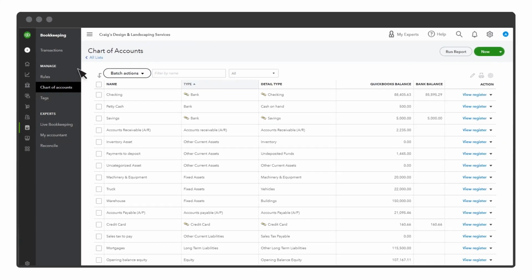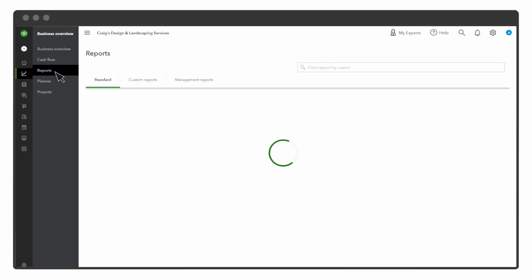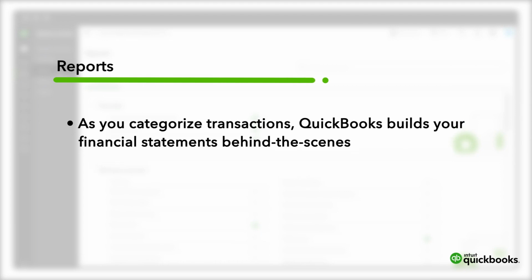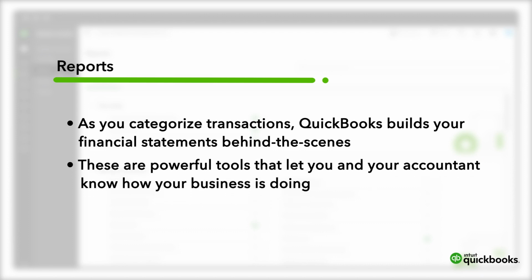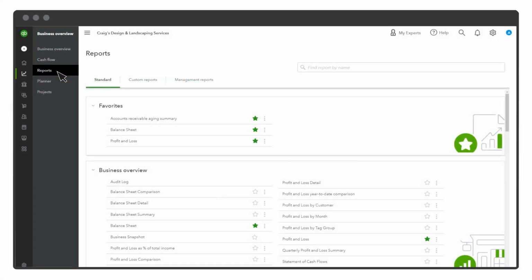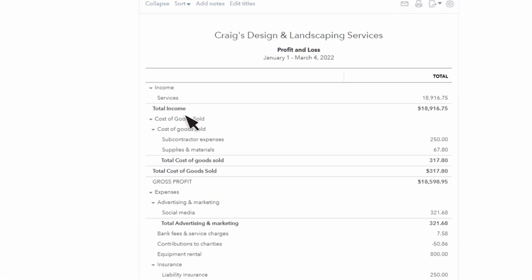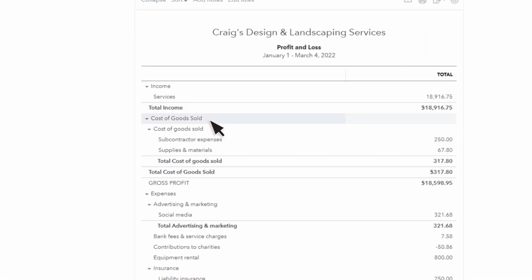Now, let's look at a report. Select Business Overview, Reports. As you categorize transactions, QuickBooks builds your financial statements behind the scenes. These are powerful tools that let you and your accountant know how your business is doing. Let's take a look at the profit and loss statement. The profit and loss shows all your income, cost of goods sold, and expenses for a specific period of time. These are the same accounts you see in your chart of accounts.